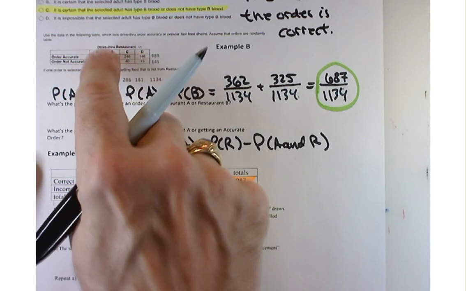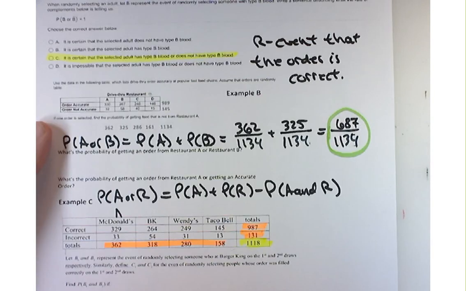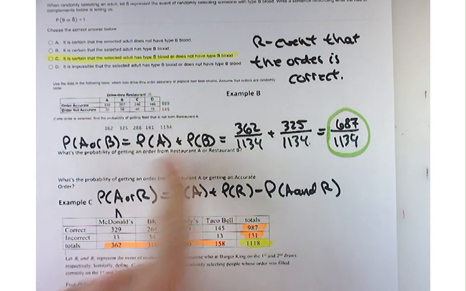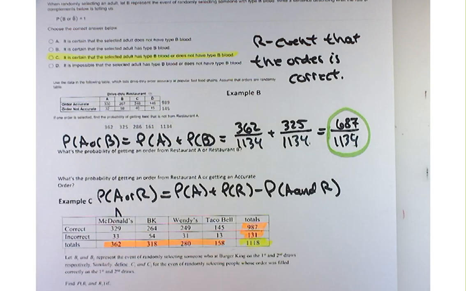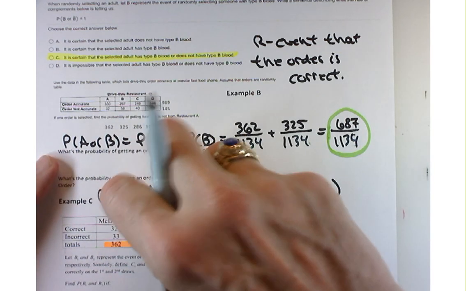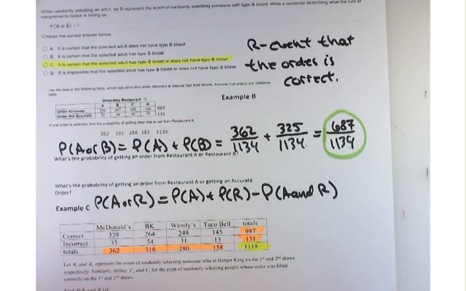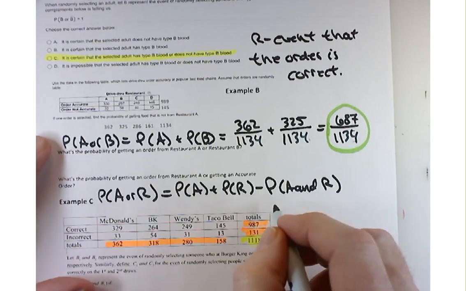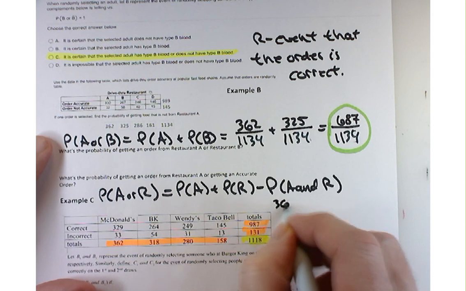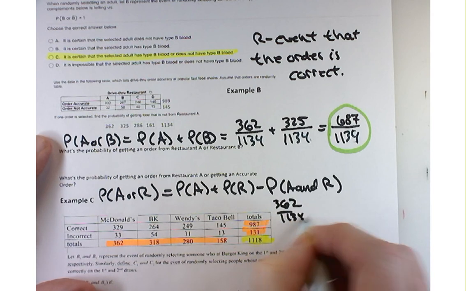Let's see, up here, this A. Oh, you know what? We're still working with this one. So my denominator is still going to be 1,134. What's the probability of eating at restaurant A? Well, I think we already got that one. Yeah, thank you. 362 over 1134.